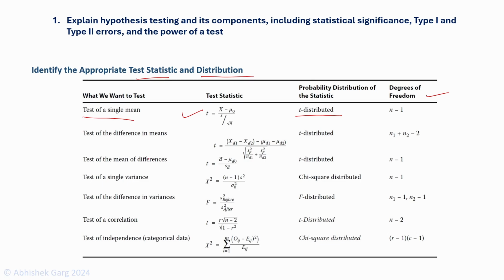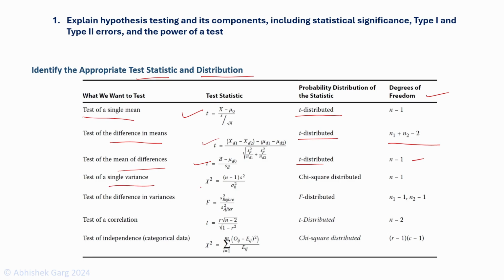If we are concerned with the difference of means, then we use this formula, and it is also t-distributed but with degrees of freedom of n1 plus n2 minus 2, where n1 and n2 are the number of observations in the first set and the second set. Test of the mean of differences. So these are different tests that you can perform.